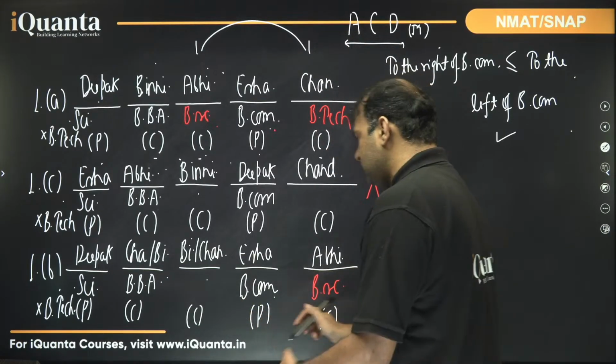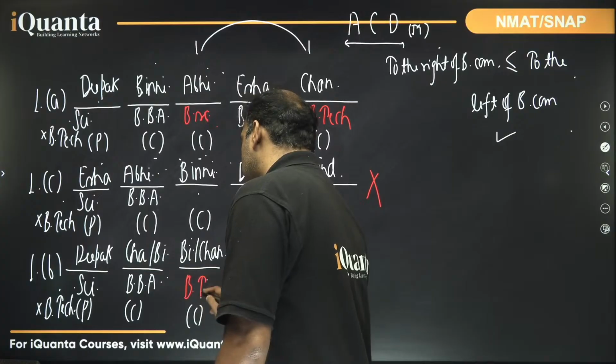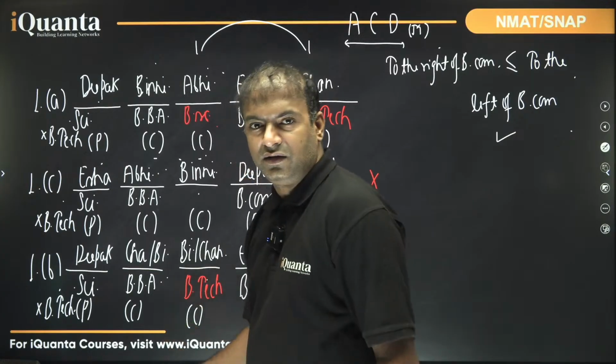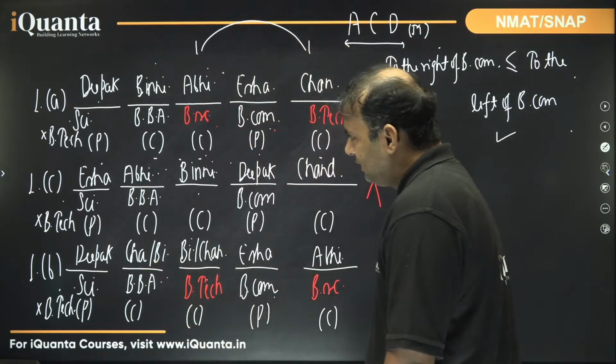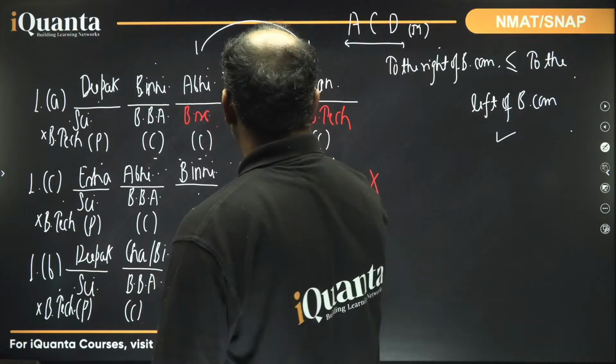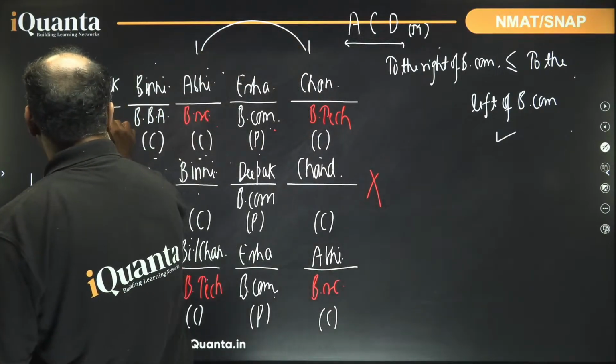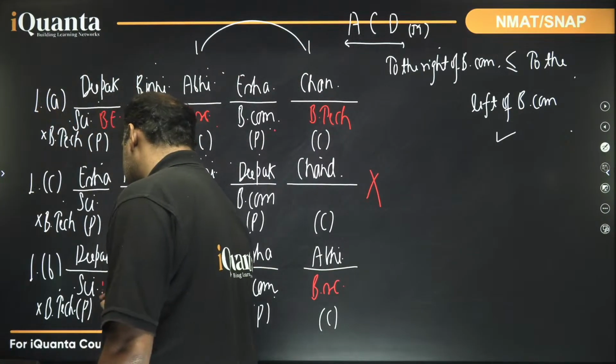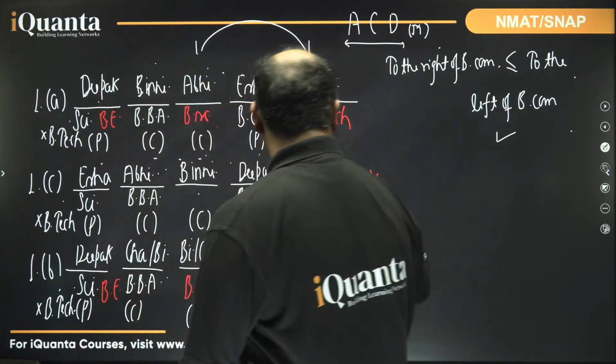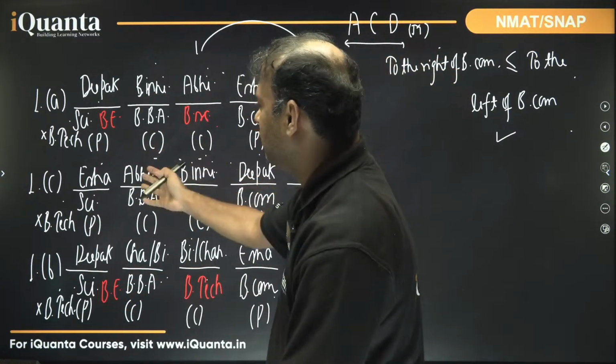BCom, this is BSc, so this has to be BTech. We could not use this point for BSc and BTech. So in this question we are using this point. So guys, if this is BSc, this is BTech, so this person has to be BE now, right? And this person in this case also should be BE. And this case got cancelled because in this Abhijit cannot have BSc.